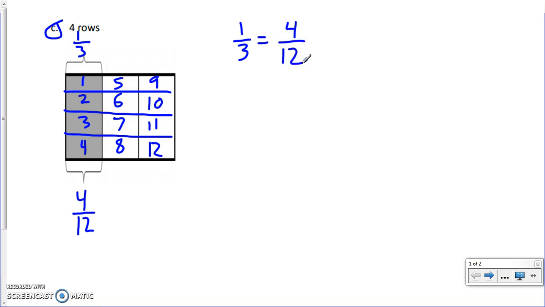If you wanted to think about what my denominator would be, when I started with 3 rows, I made 4 more rows, so I could think about multiplying also to get there to help me. If you were wondering how I got 12 for that denominator.